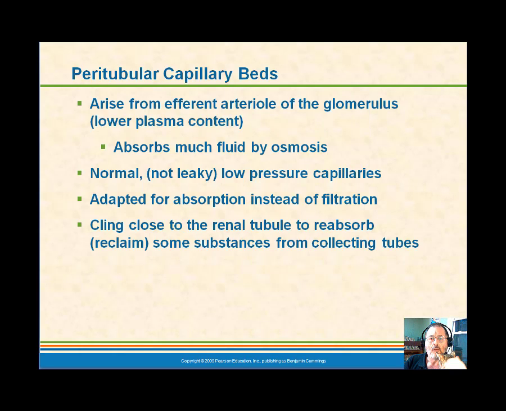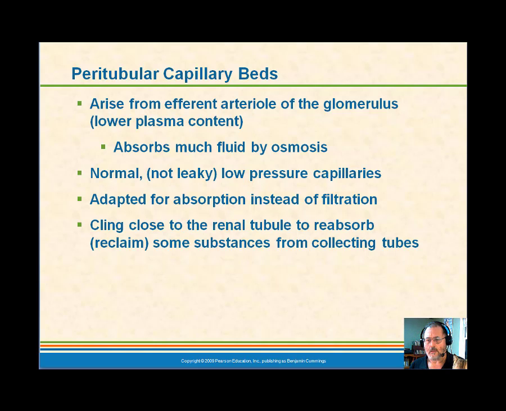So now, we talked about peritubular capillary beds, and these arise around the efferent arteriole of the glomerulus, which has a lower plasma content, and it absorbs a lot of the fluid by osmosis. These are normal, not leaky, low-pressure capillaries. They are adapted for absorption instead of filtration, and they cling very closely to the renal tubule to resorb or reclaim some substances from the collecting tubules.